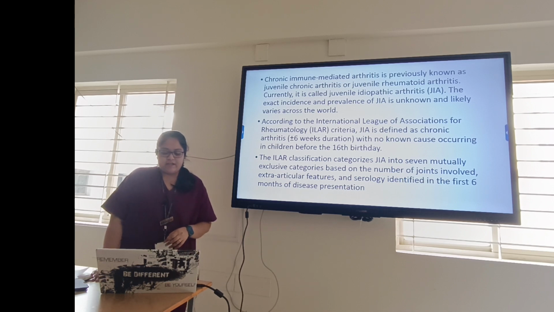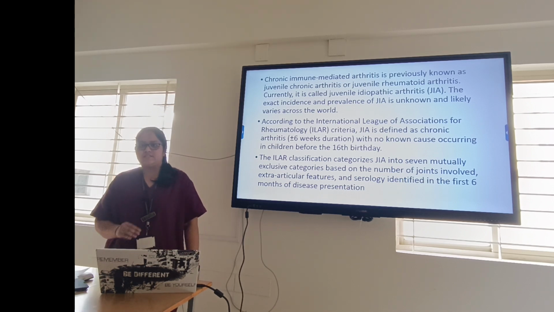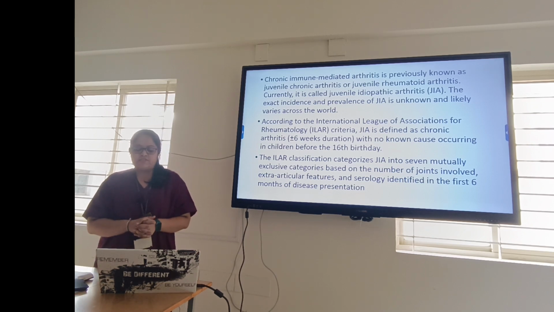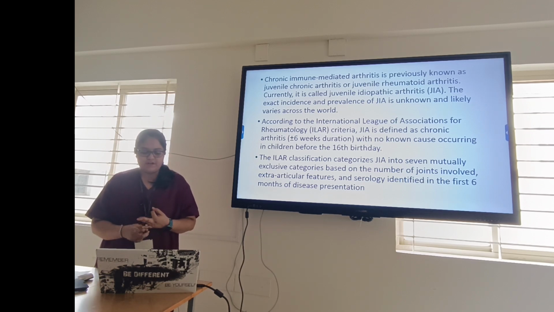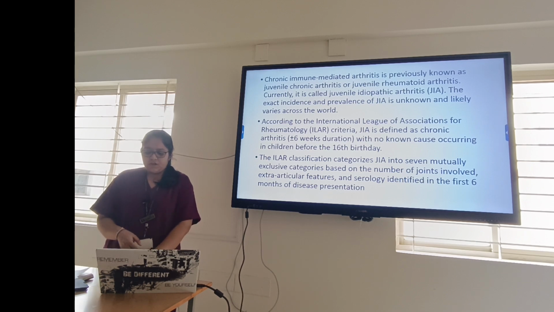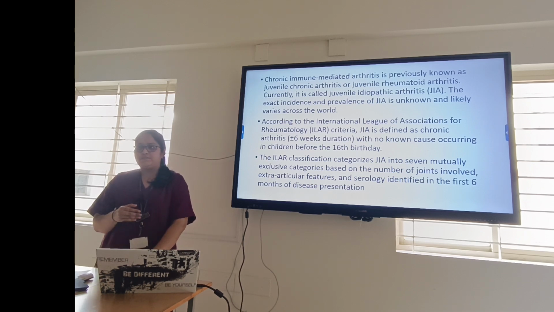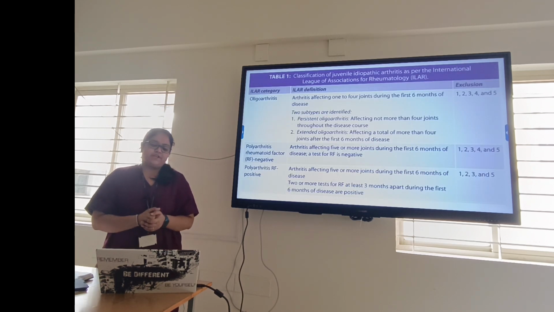So the ILAR classification categorizes JIA into 7 different categories based on the number of joints that are involved, the extra-articular features that are present, and the serology that is identified. Among these JIA types, the one specific topic we have taken is SJIA, so we'll get to know what it is. So this is the classification given.